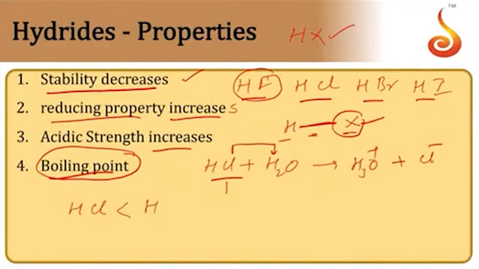Then next higher is HBr, next higher is HI, and highest is HF because of the hydrogen bonding. This is the order of boiling points.